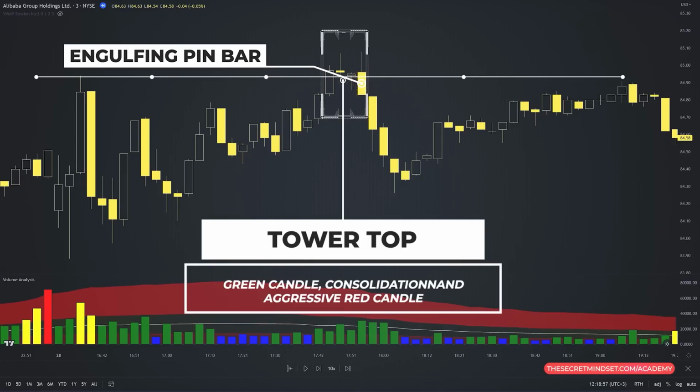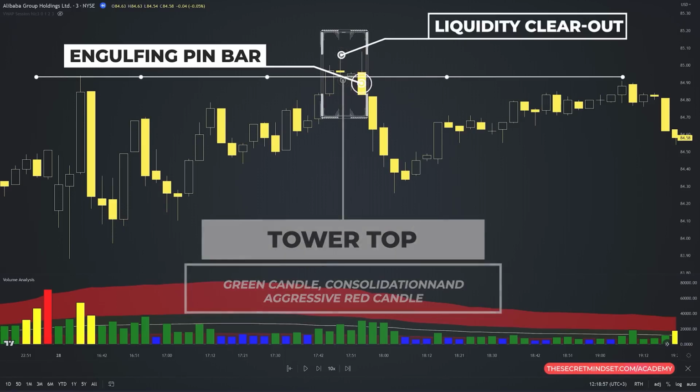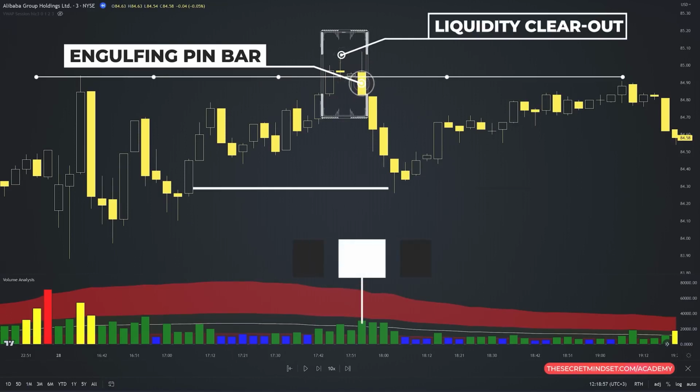And the candle contains a wick, showing another sign of selling pressure. We also have the liquidity clear-out condition. This pattern takes the stop losses located above the swing high and at the same time traps new buyers above this level. And let's check the volume spread analysis condition.